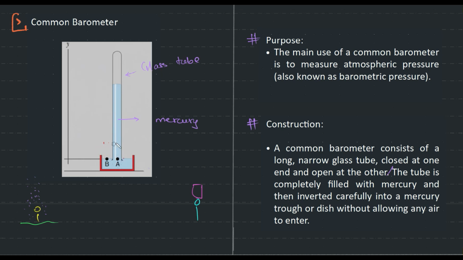So the cause of this is the atmosphere. The atmosphere is pushing this liquid down, and that push is transmitted to here. The mercury column being upheld. It's held over here basically. So that's the whole funda.